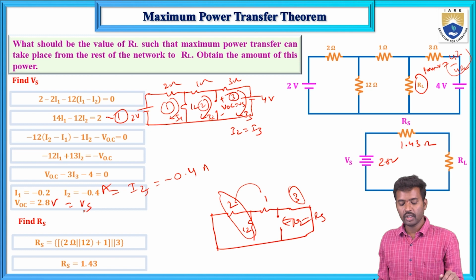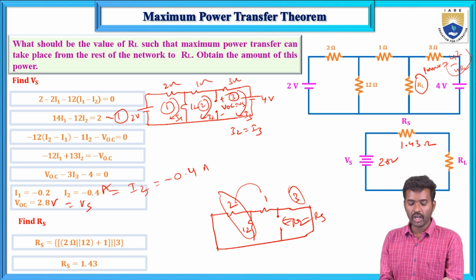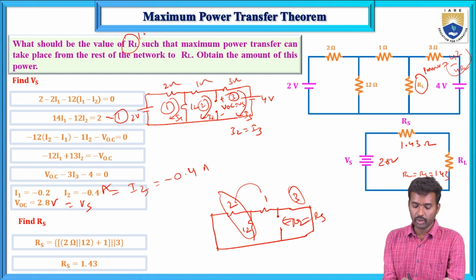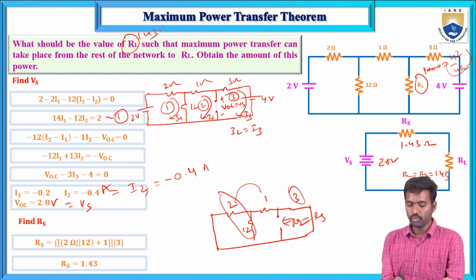Now, according to maximum power transfer, what should be the value of RL such that maximum power can take place from the rest of the network to RL? When RL equals Rs, then maximum power is transferred to the load. Here RL equals Rs, that equals 1.43 ohms.